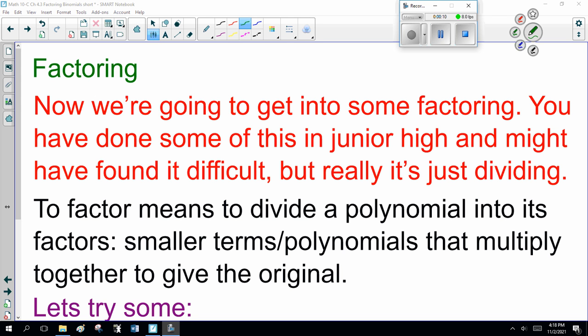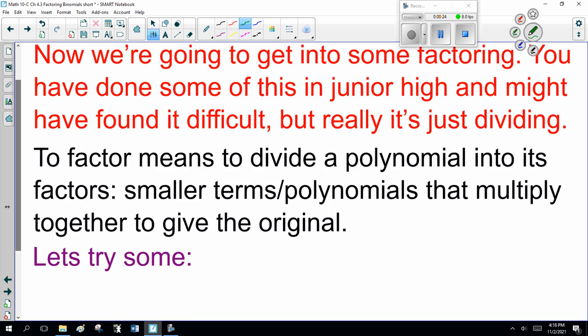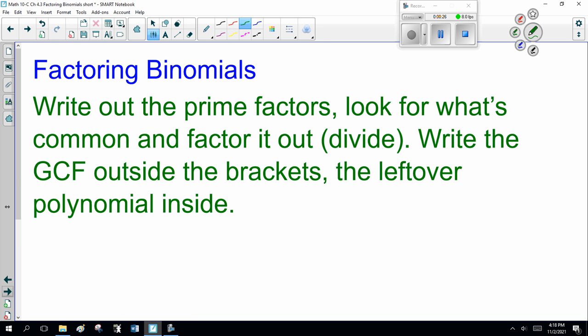Now, factoring. Now we're going to get into some factoring. You've done some of this in junior high, and you might have found it difficult, but really it's just dividing. To factor means to divide a polynomial into its factors. Smaller terms are polynomials that multiply together to give you the original. Now let's try some. So, factoring binomials.